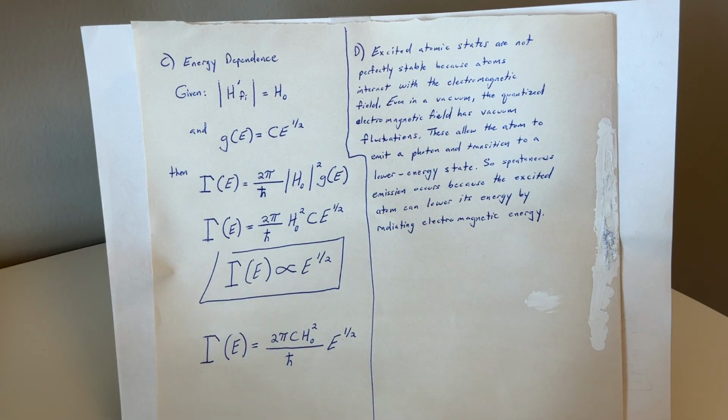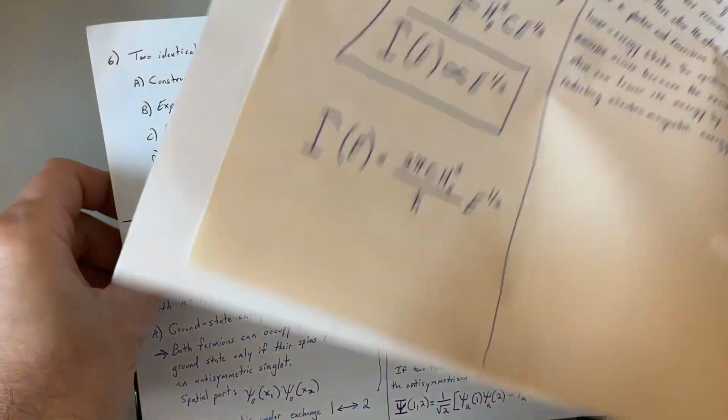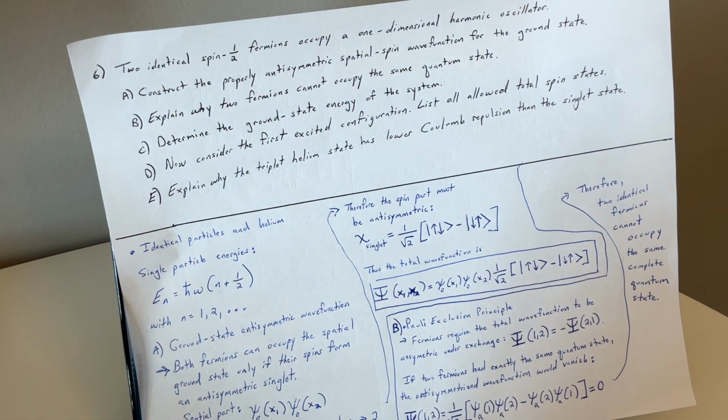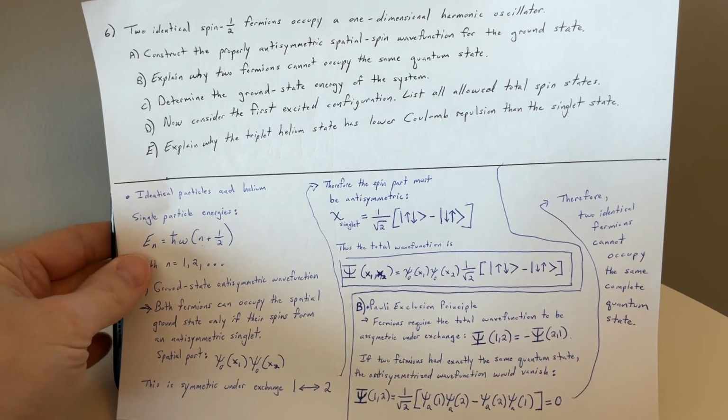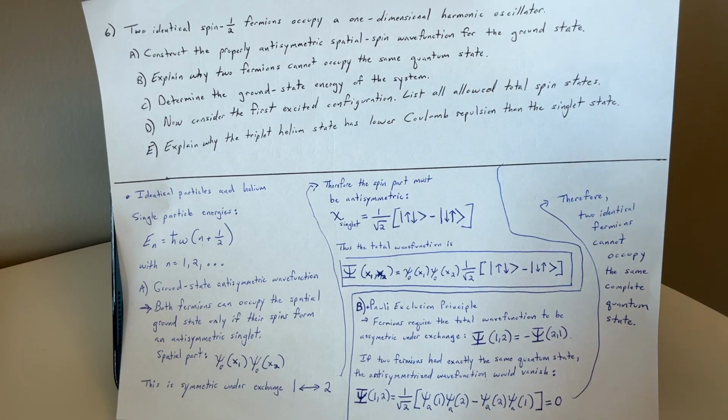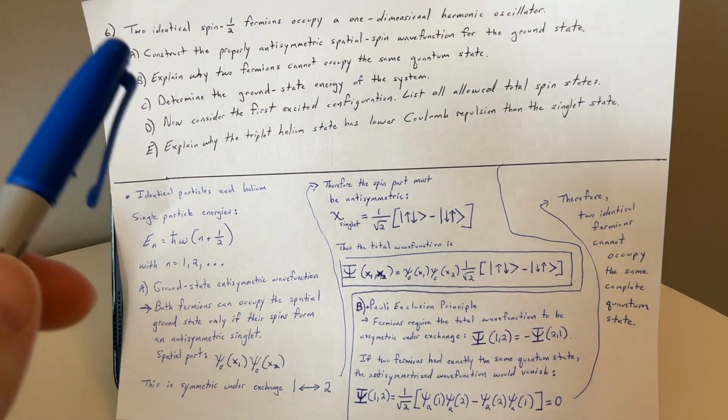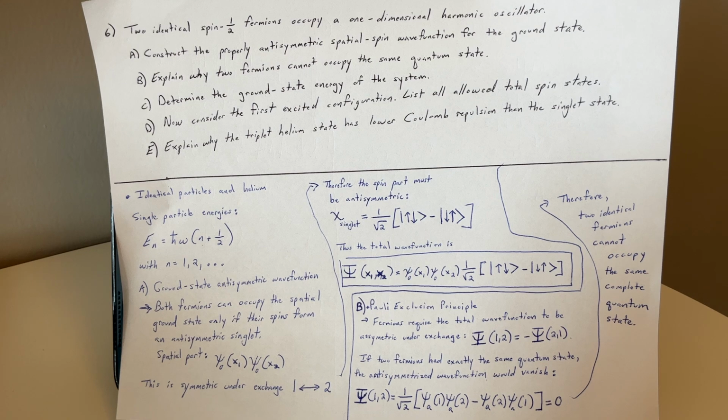Okay, so that takes care of Fermi's golden rule problem A, B, C, and D. And let's move along to number 6. Okay, so moving along, number 6. Alrighty. So, part number 6. 2 identical spin 1/2 fermions occupy a one-dimensional harmonic oscillator. So, part A, construct a properly anti-symmetric spatial spin wave function for the ground state.